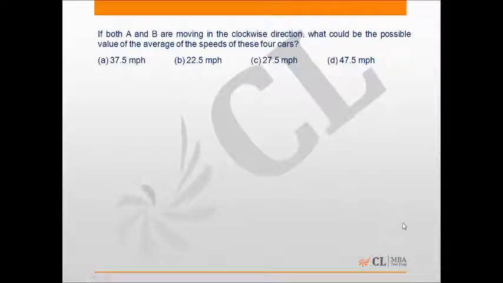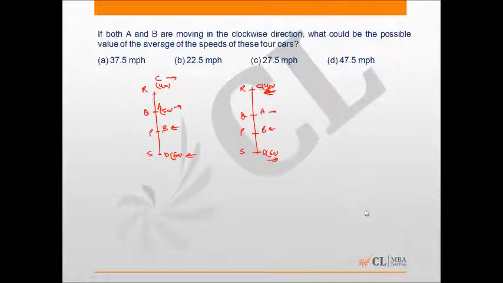This one says that both A and B are moving in clockwise direction. What would be the possible value of the average of the speeds of the 4 cars, not average speed, right? So A and B are moving in clockwise direction. Again, if I make the figure here, A and B are moving in clockwise direction. C and D are moving in the same direction, but we do not know whether they are moving in clockwise or anti-clockwise direction. So we have to make 2 cases. Let's say in the first case, they are moving in clockwise direction. In the second case, they are moving in anti-clockwise direction, right? Let the speeds of A, B, C, D be small a, small b, small c, small d.